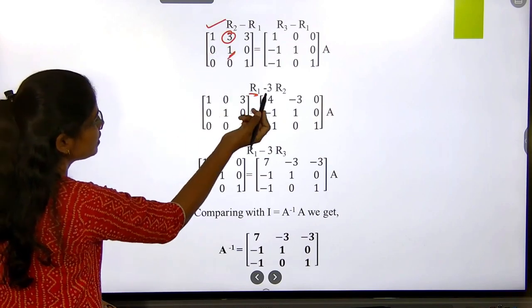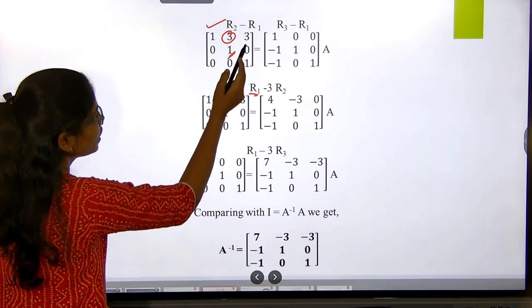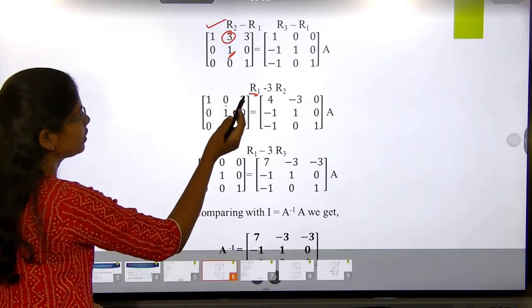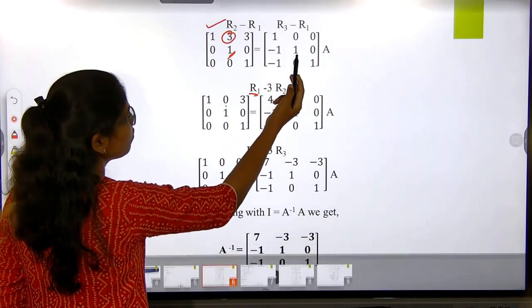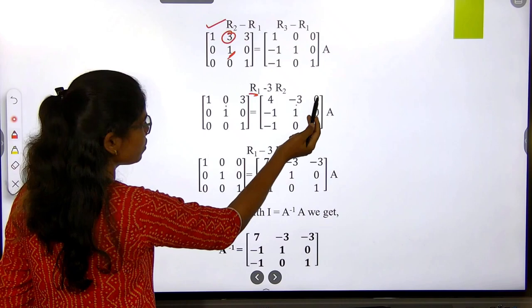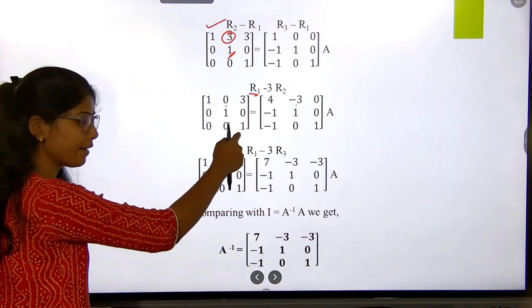So 1 minus 3 into 0, so it is 1. 3 minus 3 is 0. 3 minus 0 is 3. And then 1 minus minus 3, plus 3 is 4. 0 minus 3 is minus 3. 0 minus 0 is 0. After that this should be 1. It is already 1, okay.